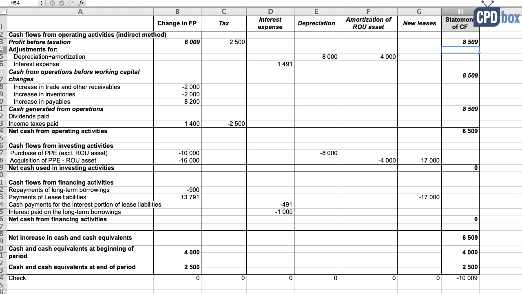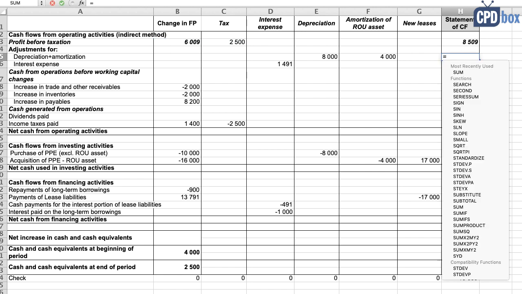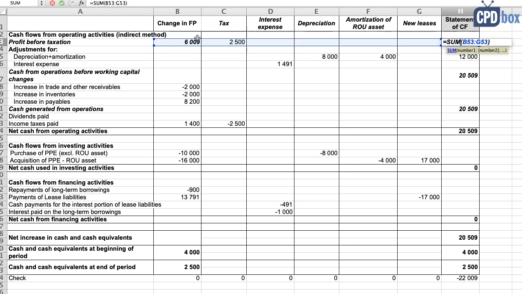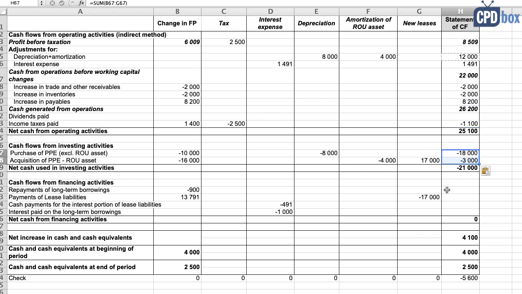So for example, take a look at the line profit before taxation. You need to add up all the numbers from all the columns in that line. So in this case, 6,009 currency units plus 2,500, which is 8,509. Exactly as profit before tax from your statement of profit or loss and other comprehensive income. So now let me do the rest. On top of that, it would be nice to add subtotals to show totals for individual parts of the statement of cash flows clearly. All right, done.